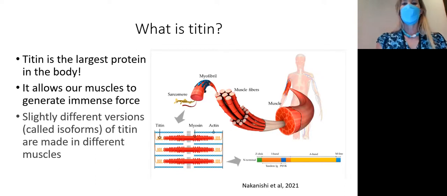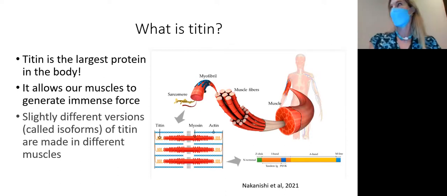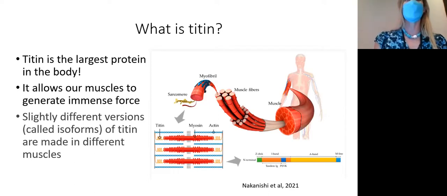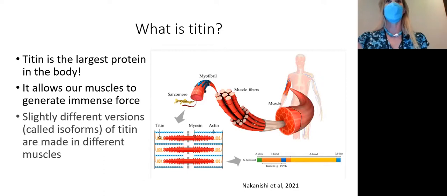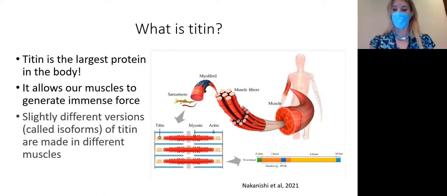Now, the other amazing thing about titin is that there can be slightly different versions made from the genetic code, and I'll get to that in a minute. These different versions are called isoforms, and there are slightly different isoforms in the heart versus in the skeletal muscle, and also at different times in human development. So there are some titin isoforms that are present during fetal life that are not present in adult life.